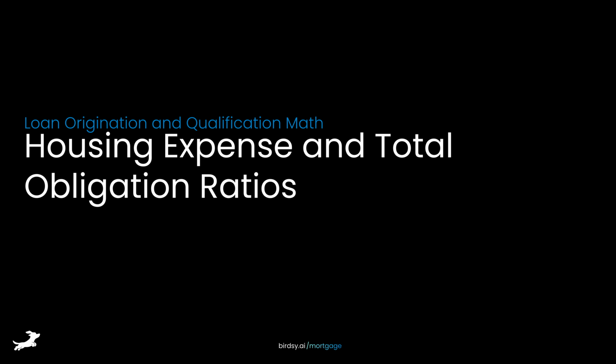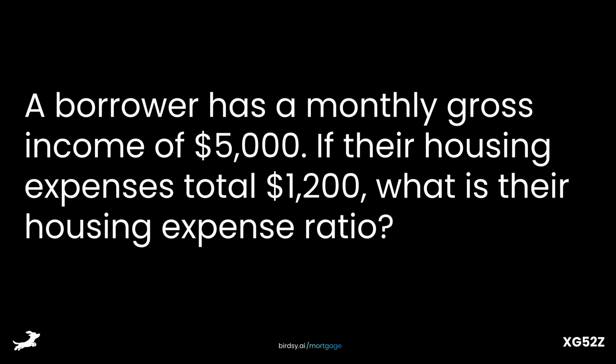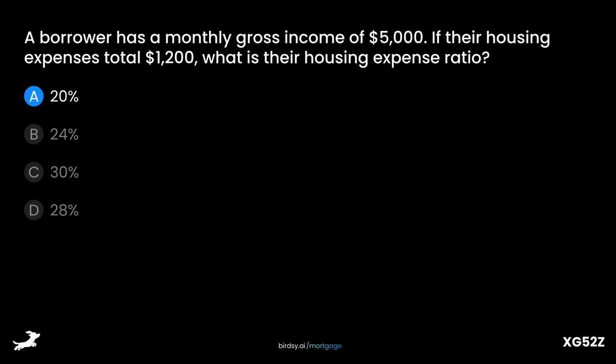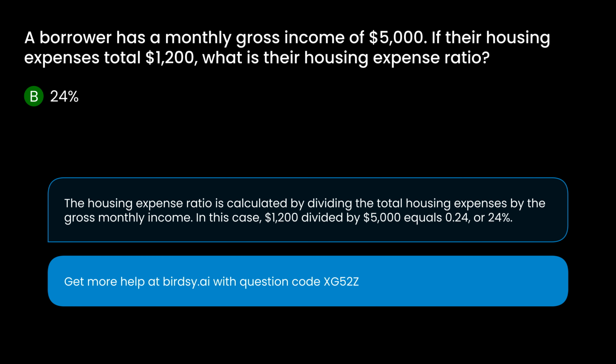Housing expense and total obligation ratios. A borrower has a monthly gross income of $5,000. If their housing expenses total $1,200, what is their housing expense ratio? Is it A, 20%, B, 24%, C, 30%, or D, 28%? The answer is B, 24%. The housing expense ratio is calculated by dividing the total housing expenses by the gross monthly income. In this case, $1,200 divided by $5,000 equals 0.24, or 24%.